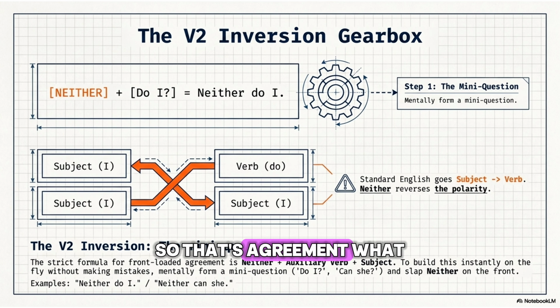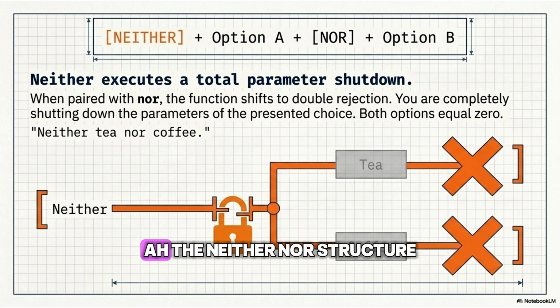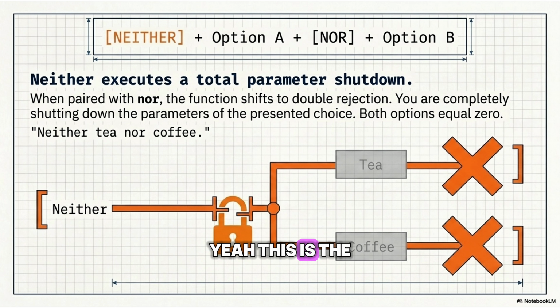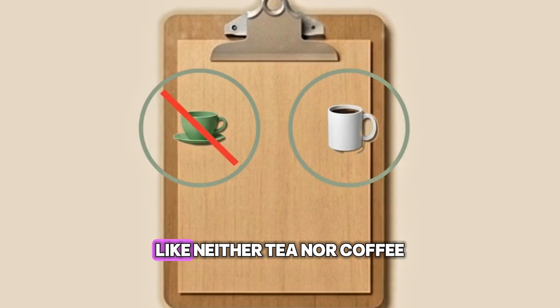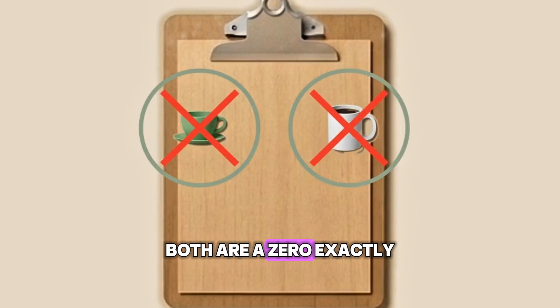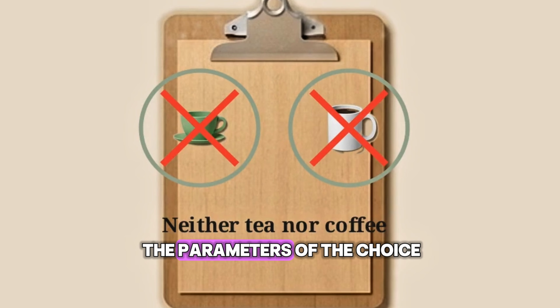So that's agreement. What about the double rejection? The neither nor structure. Yeah. This is the total rejection of two options. Like neither tea nor coffee. Both are a 0. Exactly. You're completely shutting down the parameters of the choice.